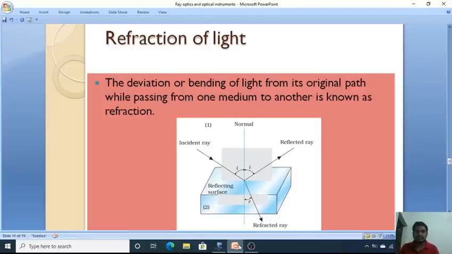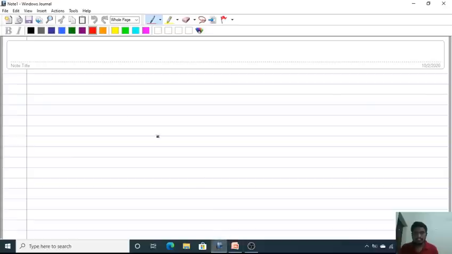In the last class we discussed the reflection of light by plane and spherical surfaces, and also derived the mirror equation. Today we will discuss another important phenomenon of light, that is the refraction of light. So we will discuss what is meant by refraction here.